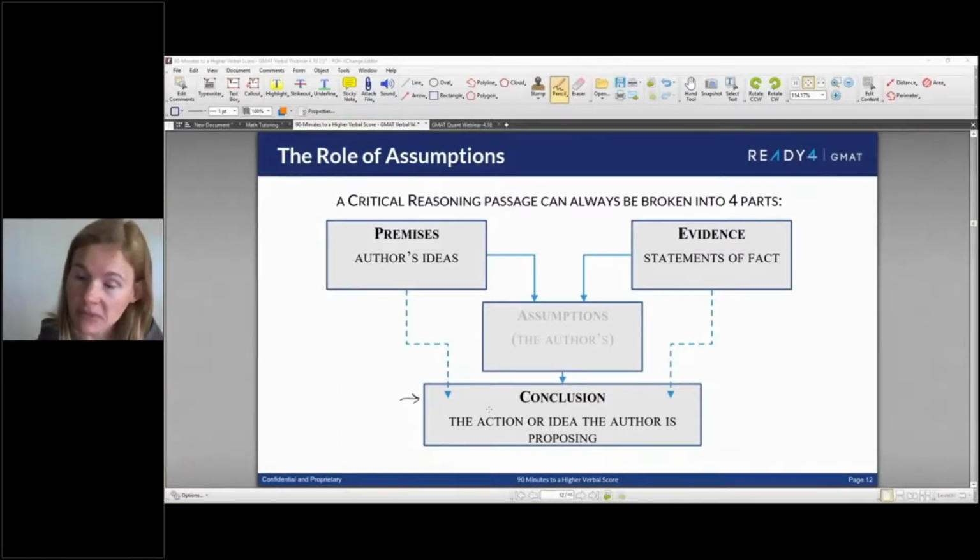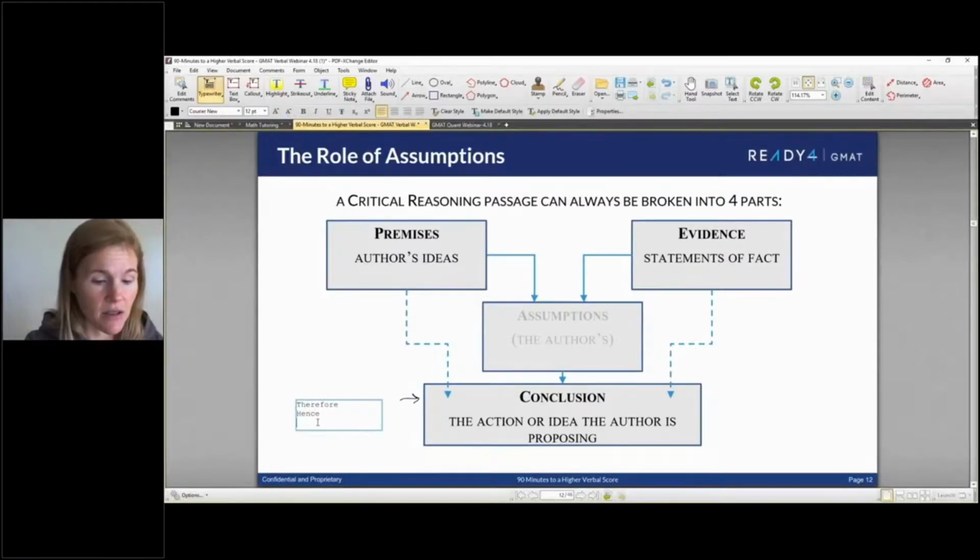Conclusions are sometimes at the end, but not always. They can be in the beginning. They're frequently marked by words like therefore, since, thus, hence. Words like that are good signals that we might be looking at the conclusion. Therefore, hence, thus. Okay? Those are not always there, but very often there. And sometimes the conclusion is the end of the passage. Okay? So we're going to locate our conclusion first.